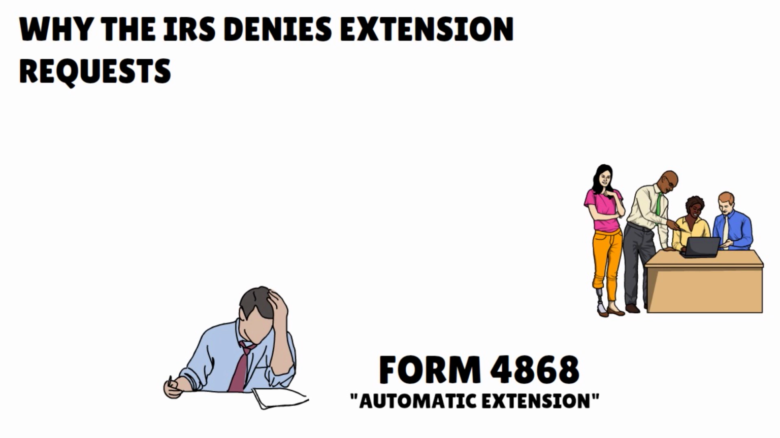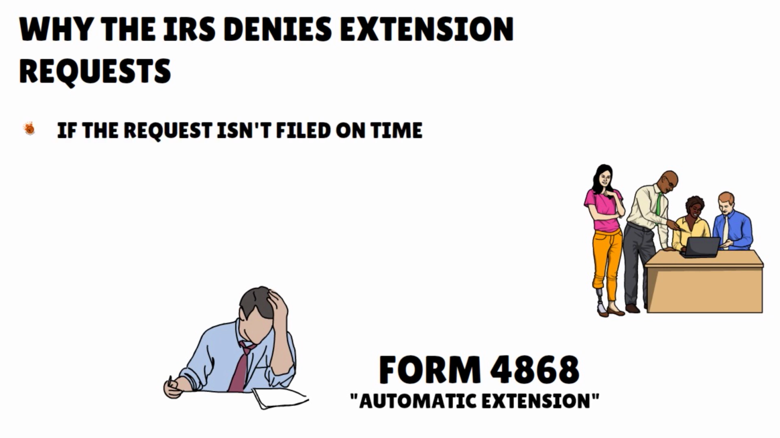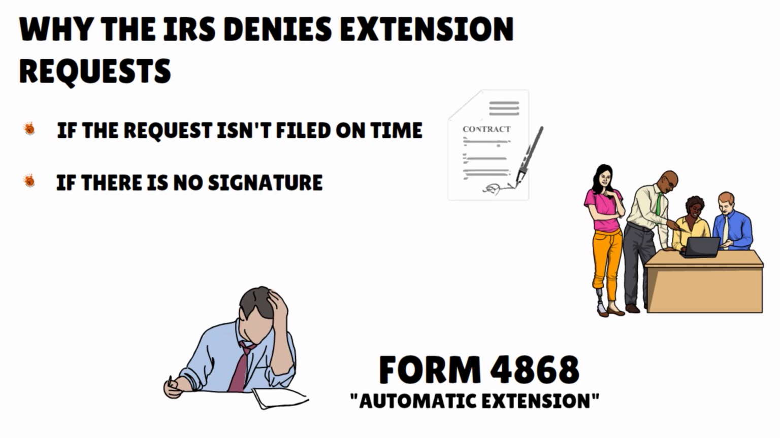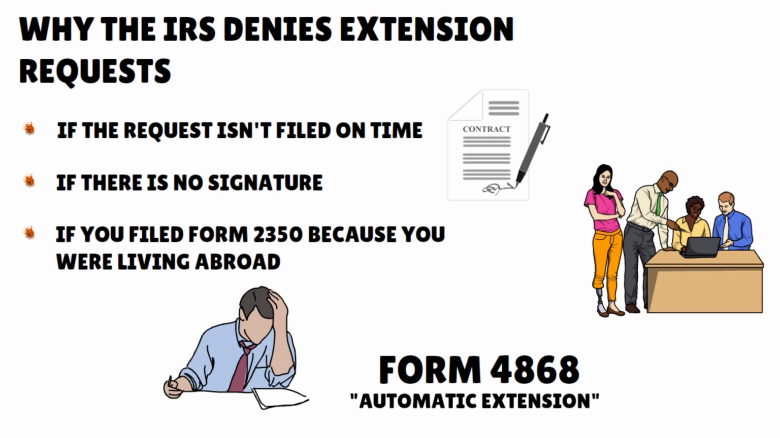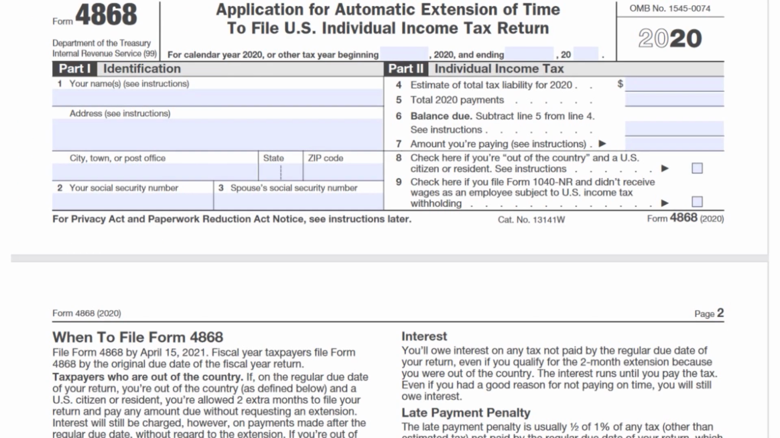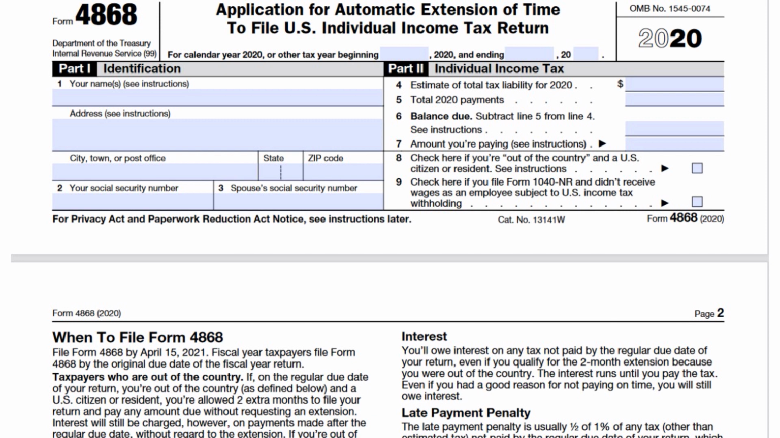There are just a few reasons, as I was saying earlier, why the IRS might deny your extension request. If the request isn't filed on time, in other words, by the due date of the tax return, if there is no signature on the paper filed form, very important, you gotta sign all the forms you send to the agency. Or if you filed Form 2350 because you were living abroad and there is no indication you live and work in a foreign country. So we're showing on the screen right now both forms, 4868 and 2350, along with the links.